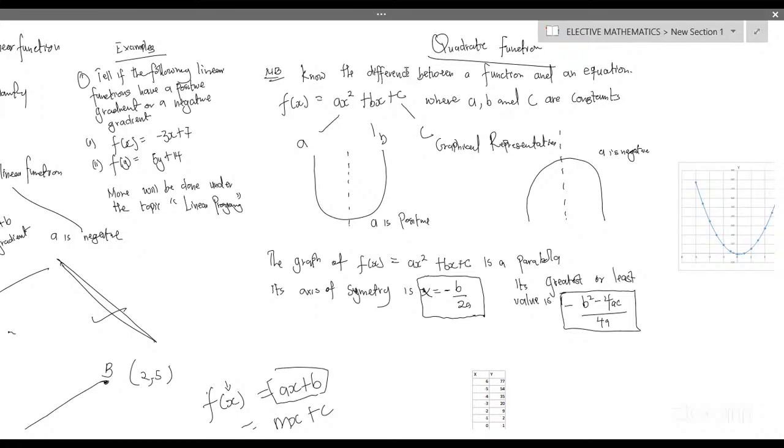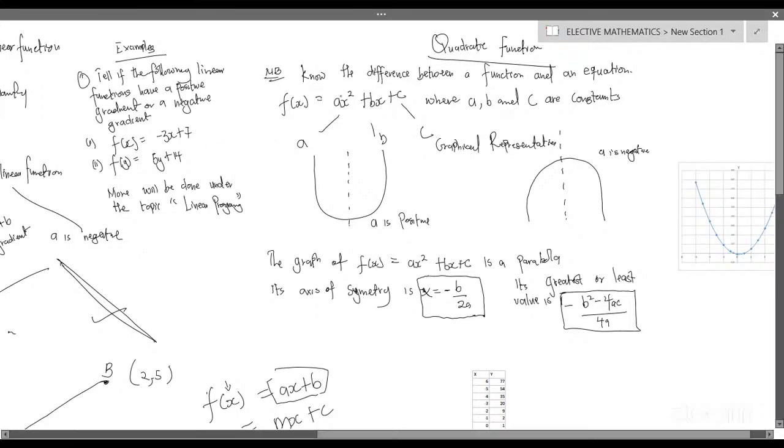When I say coefficient of x squared, it simply means what is in front of x squared. Coefficient of x, what is in front of x? And this is the constant. So when I have 2x plus 3, and I say, what's the coefficient of x? The coefficient of x is 2. When I have 3x squared minus 4, and I say, what's the coefficient of x squared? The coefficient of x squared is 3. So that is what we mean by coefficient.